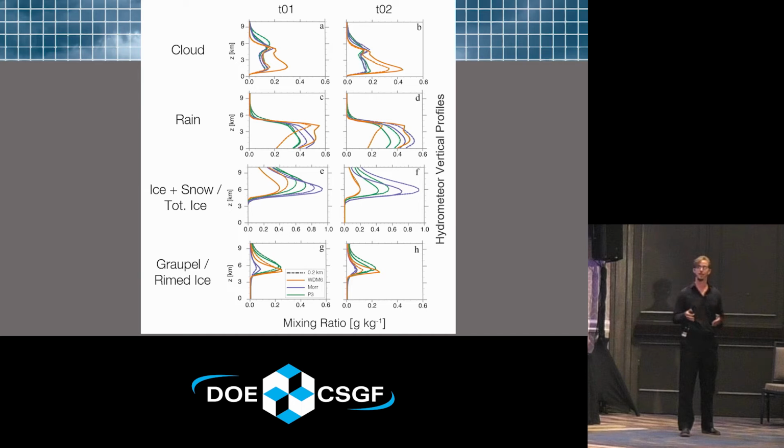So for the Morrison and P3 schemes, if I'm looking at 12 hours within the landfall period versus 24 hours after landfall, then we would switch where 0.2 kilometer simulations would produce more mixing ratio of hydrometeors than the 0.6, and it was 0.6 in earlier times. So time really mattered in this sense of resolution dependence for the Morrison and P3 schemes.